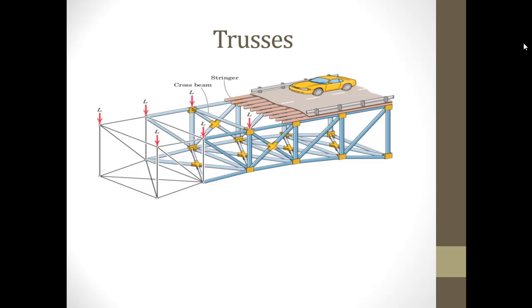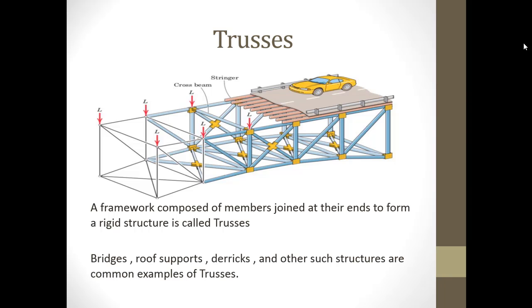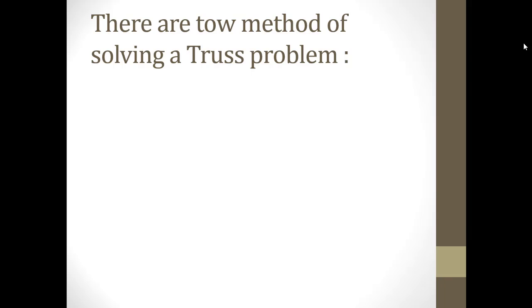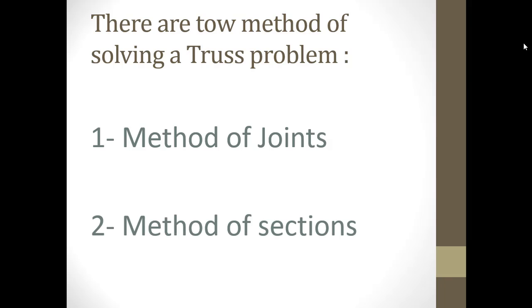I'm Ziad from Tabe University, and I'm going to explain the fourth chapter on statics, which is trusses. A framework composed of members joined at their ends to form a rigid structure is called a truss. Bridges, roof supports, cranes, and other such structures are common examples of trusses. There are two methods of solving a truss problem: method of joints and method of sections.